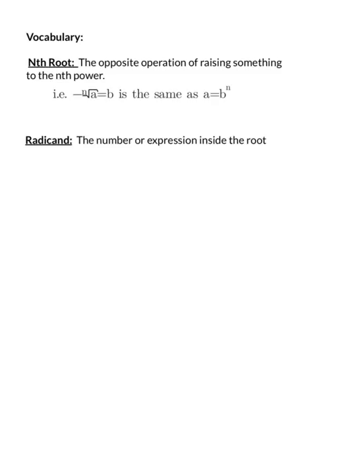So the first thing that we have is, I'm going to refer to this as the nth root. Notice n can be any number that we want, but the nth root is the opposite operation of raising something to the nth power. So for instance, if we have the nth root of a equals b, this is the same thing as saying a equals b to the n. We also still have a radicand. This is the number or expression inside the root.